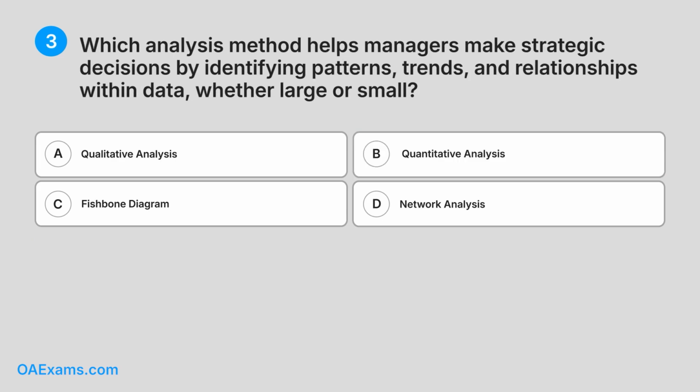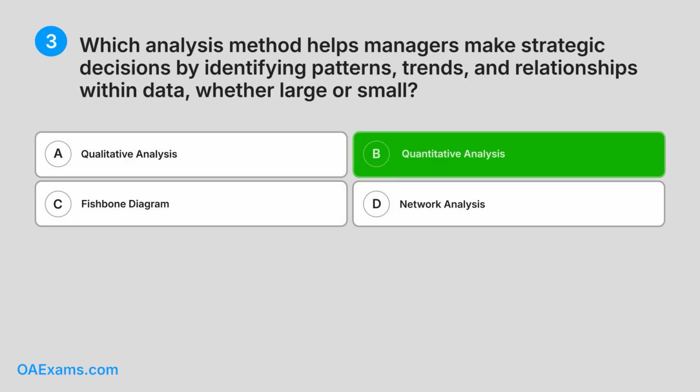3. Which analysis method helps managers make strategic decisions by identifying patterns, trends, and relationships within data, whether large or small? A. Qualitative analysis. B. Quantitative analysis. C. Fishbone diagram. D. Network analysis. Do you know the answer? Correct answer: B. Quantitative analysis.